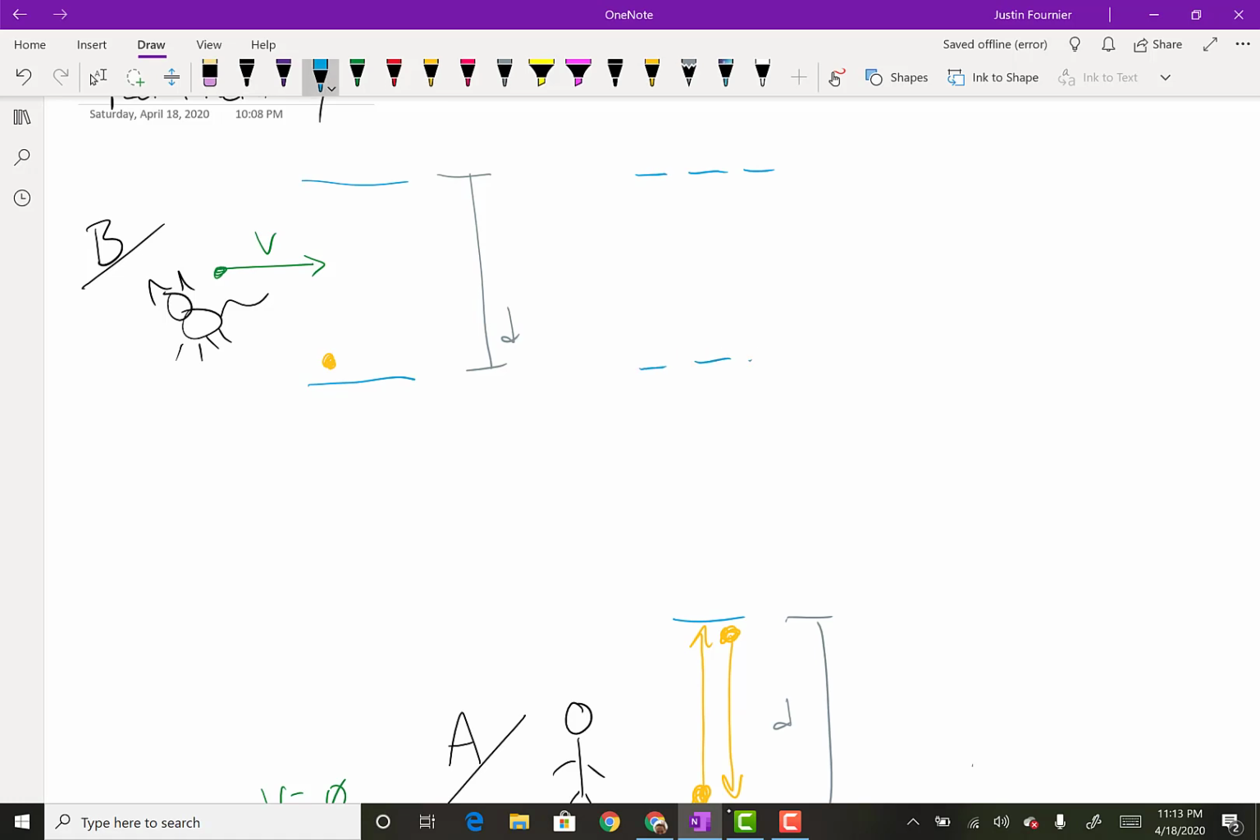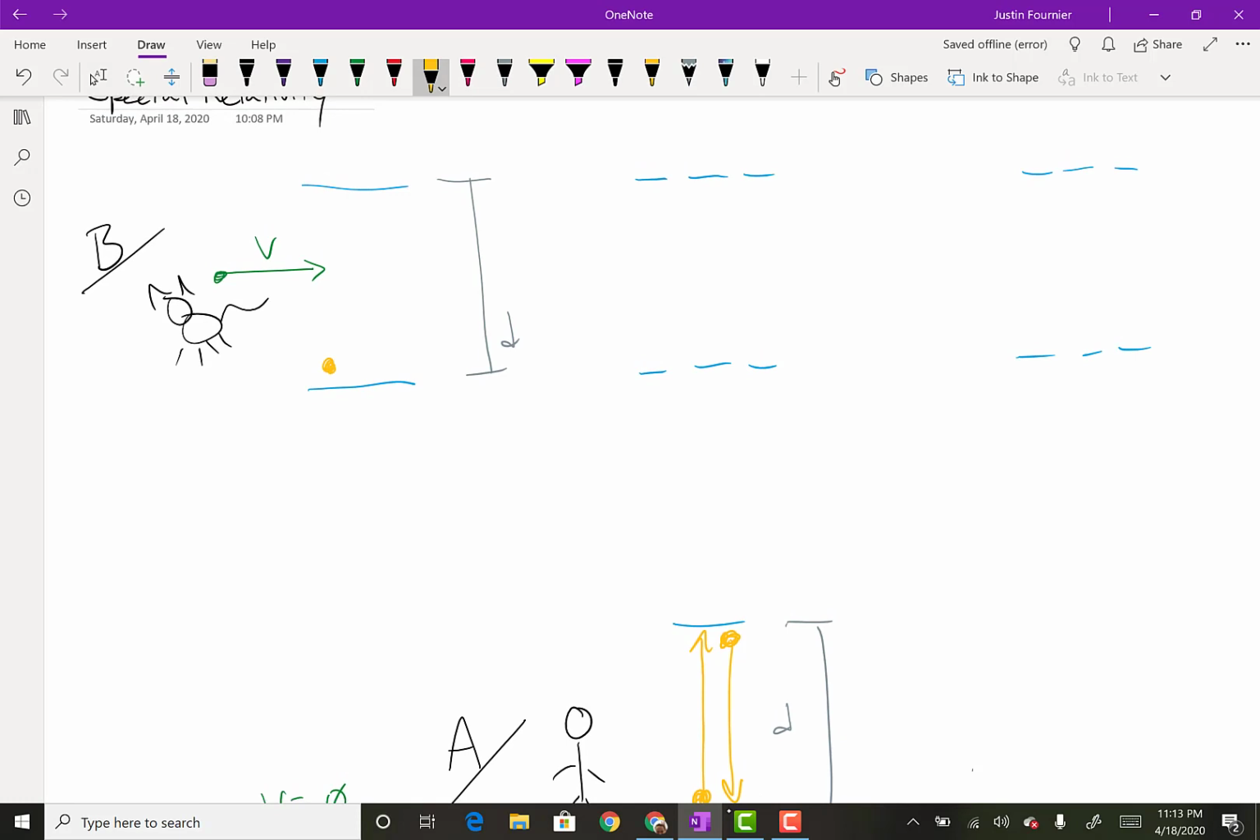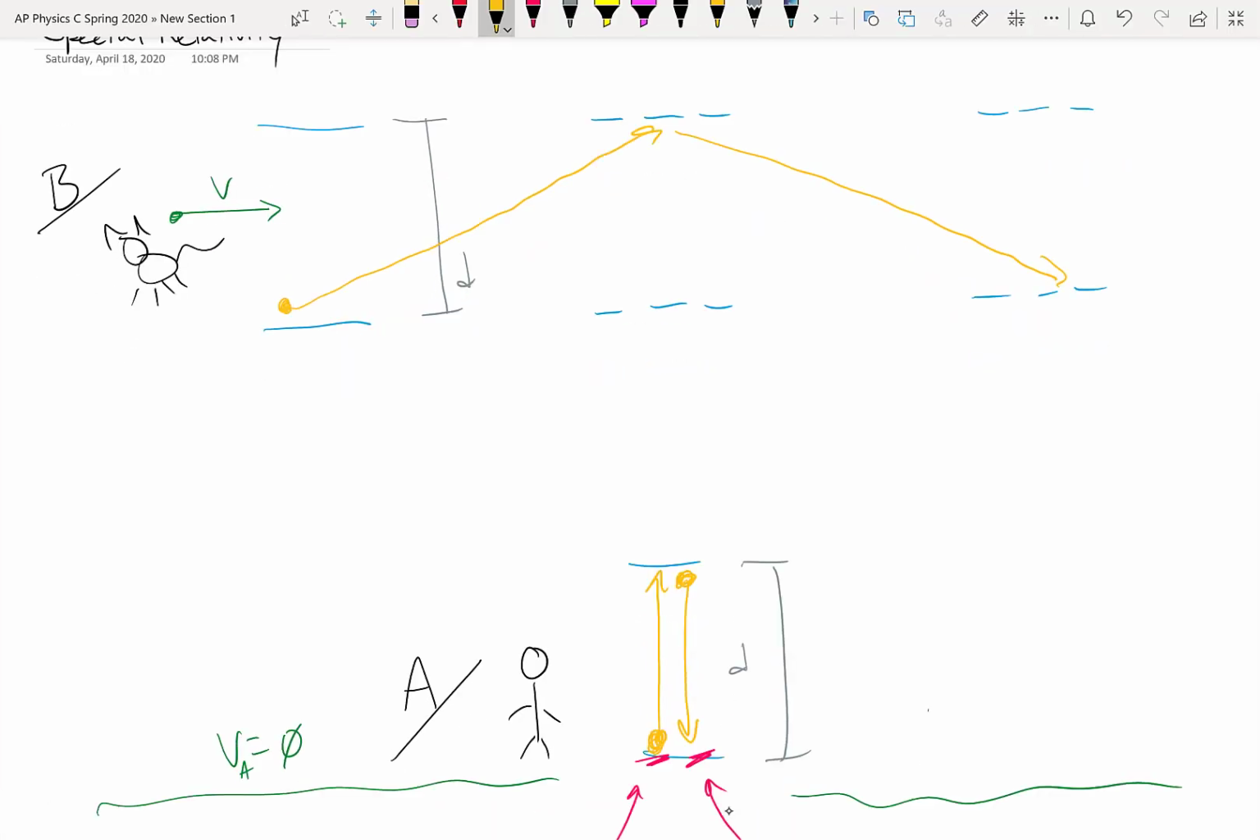So boop, boop, boop. And then here we got boop, boop, boop, boop, boop, boop. There we go. And then her light source, from your perspective, is going to bounce like this, because her light source is moving with Bella. So it's going to go boop, boop, boop, boop, and hit the detector. So it's going to go up, bounce off the mirror, and then hit the detector like that.